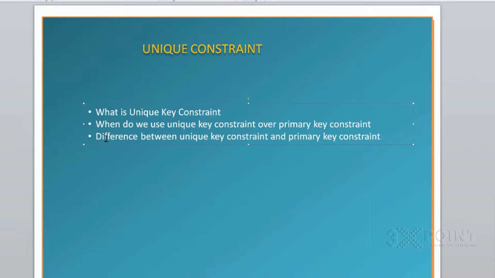And by the end of the session, you will understand what a unique constraint is, when we use a unique constraint over a primary key constraint, and what the differences are between a unique constraint and a primary key constraint. You already know what primary keys are, so we won't go into detail on that, but we would like to differentiate between the two.